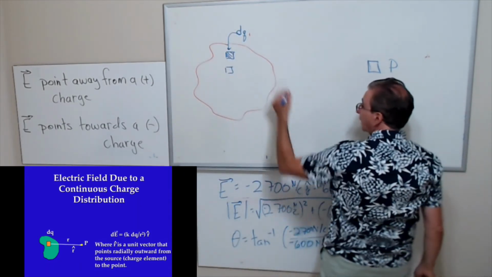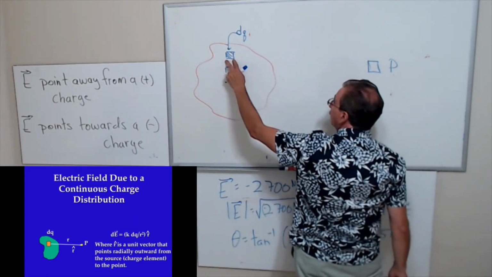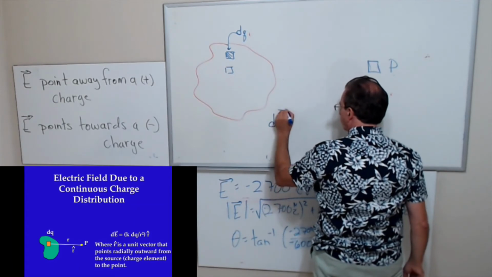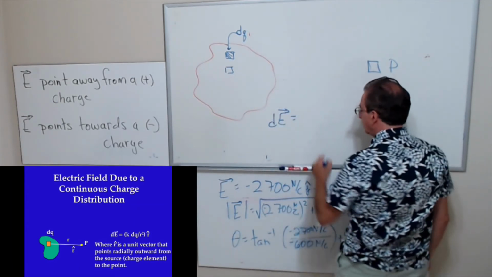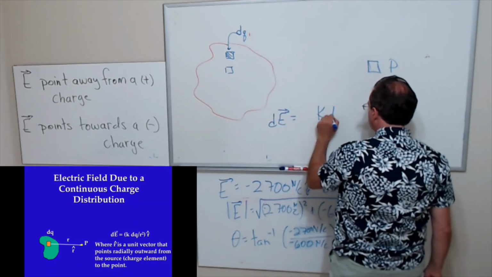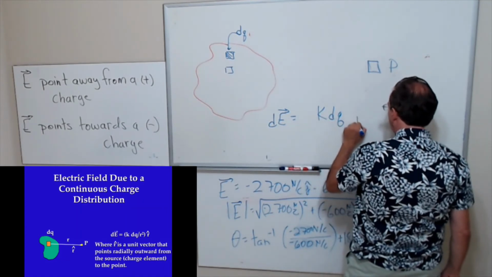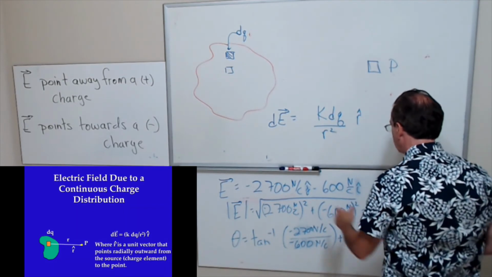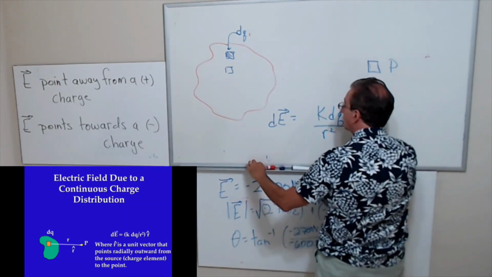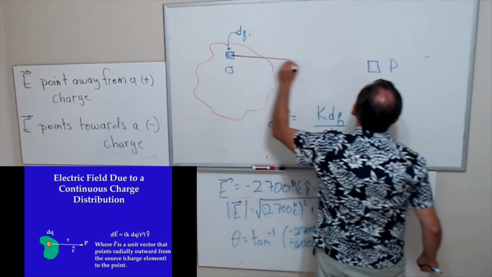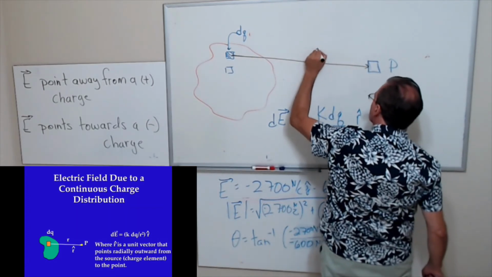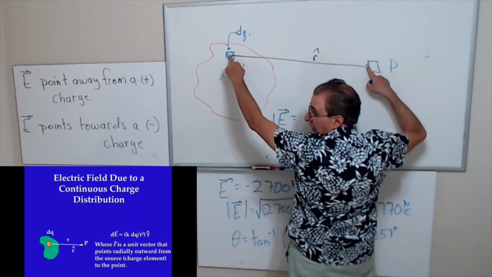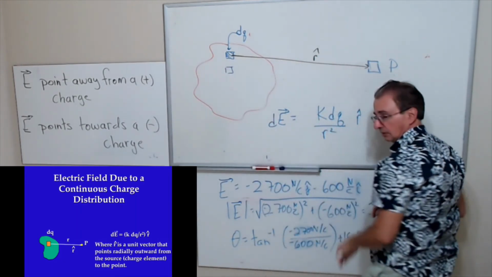So I actually have to break this up into a dq. And so if I break it up into a dq, then the field due to this dq, I'll call dE, is going to be k dq r hat over r squared. So I need to figure out where r hat is. Remember, r hat goes from the source to the point. So I got to write an equation for r hat, and then I need the magnitude of this on here.